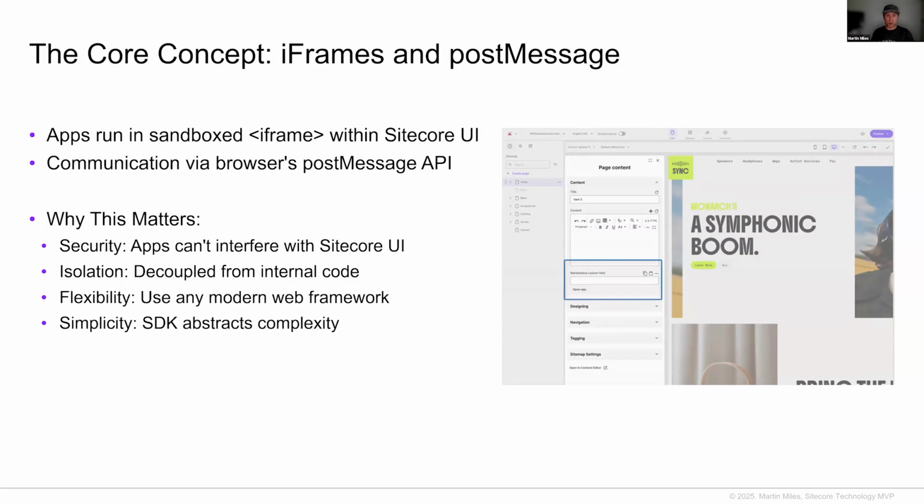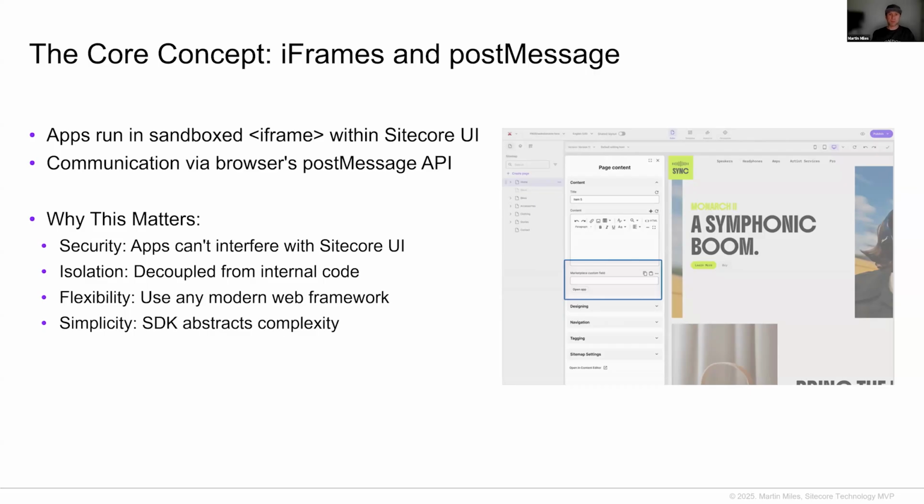All communication between your app and the Sitecore host application is handled securely using the browser postMessage API. This is a crucial architectural decision because it ensures that your app can't directly interfere with the UI of Sitecore, which is essential for maintaining stability and security of the platform. So essentially, your app is completely isolated from Sitecore internal code.